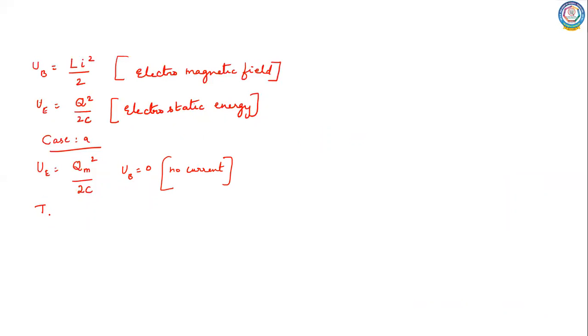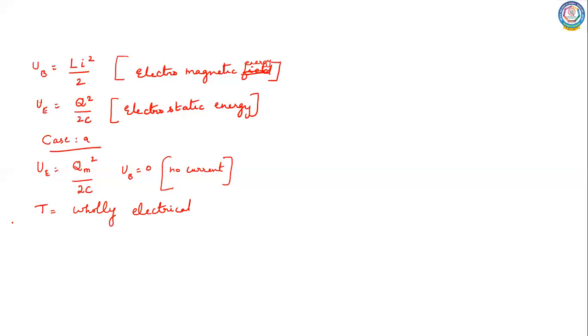So what will be the total energy here? The total energy will be wholly electrical. Total energy will be the sum of these two. Here it is electromagnetic energy, and here it is electrostatic energy. We can simply say magnetic energy and static or electric energy. So here the total energy will be wholly, that is fully, electrical. Why is it fully electrical? Because there is no current flow, so there is no energy stored in the inductor due to the magnetic field.